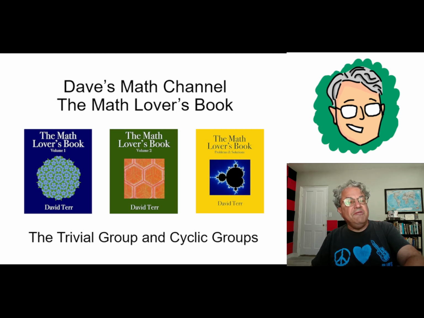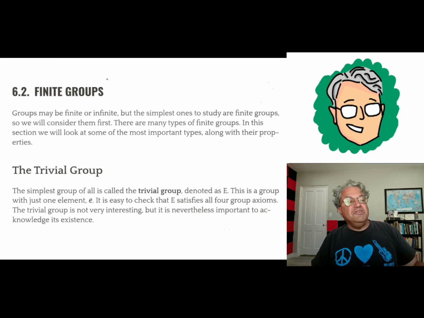So anyway, let's begin. So now I'm starting a new section. This is section 6.2, which is on finite groups. The groups can be either finite or infinite, just like sets. There's finite sets and infinite sets. There's also finite groups and infinite groups. And we're going to study both of them. We'll find that they're both probably equally important. And we'll look at some interesting examples of both finite groups and infinite groups. But we're starting with finite groups.